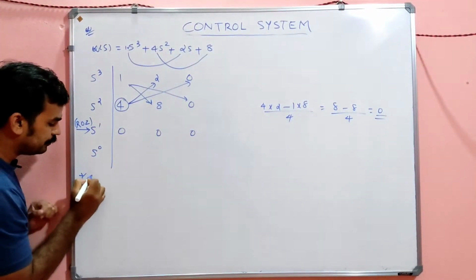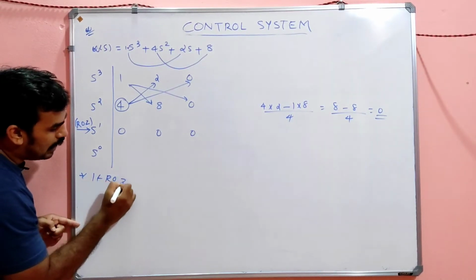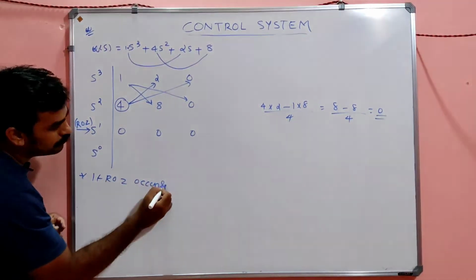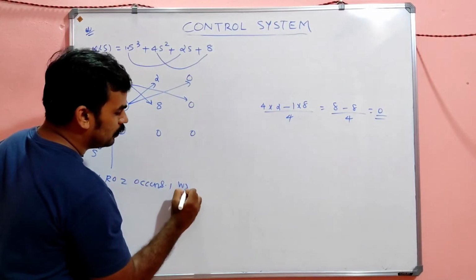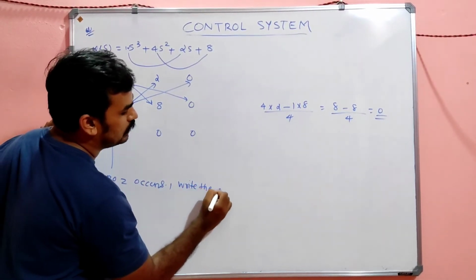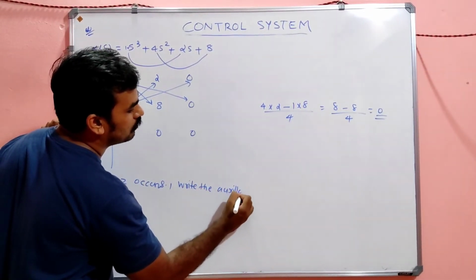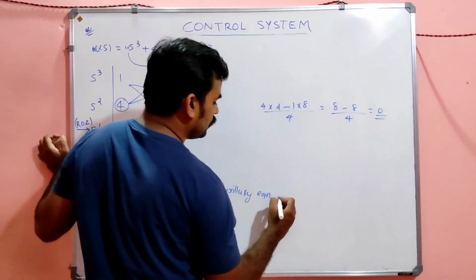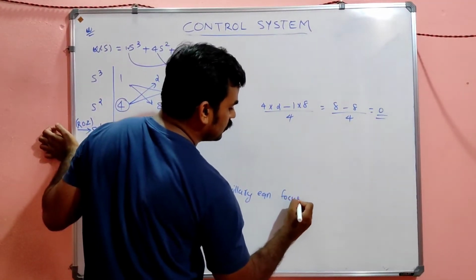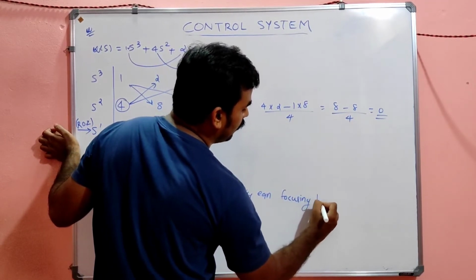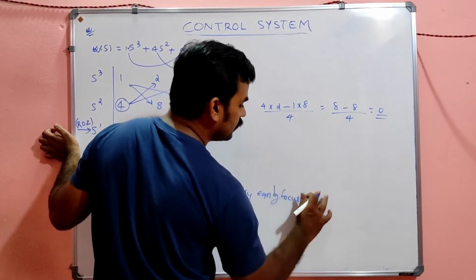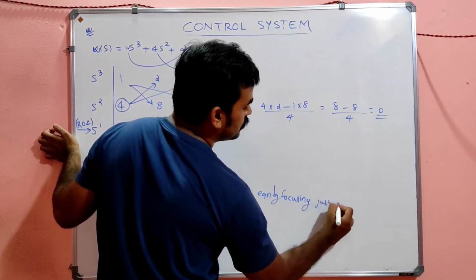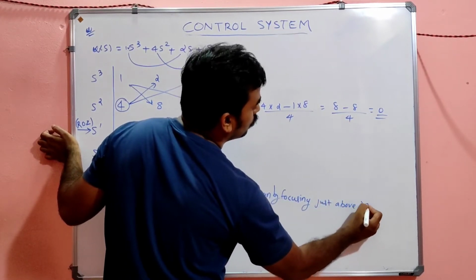I will write now: if a row of zeros occurs, write the auxiliary equation by focusing on just the row above.